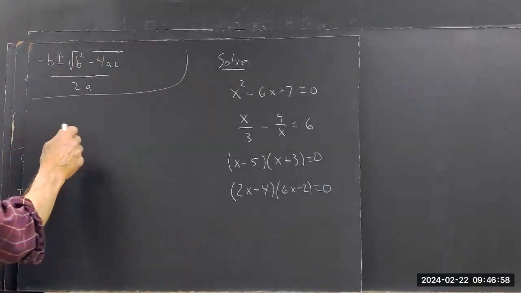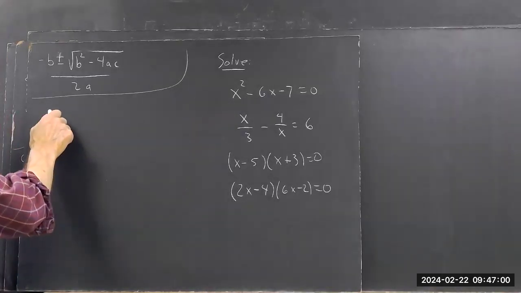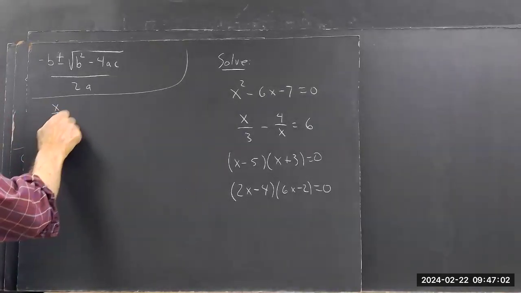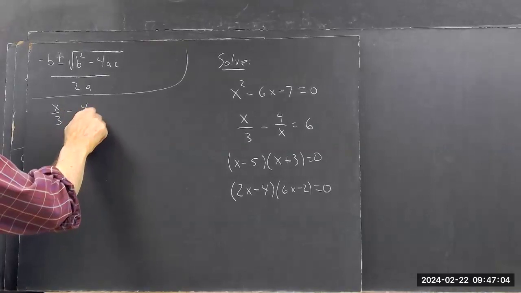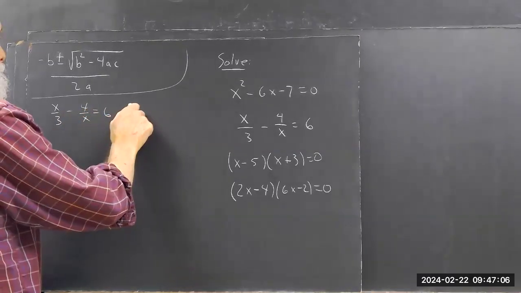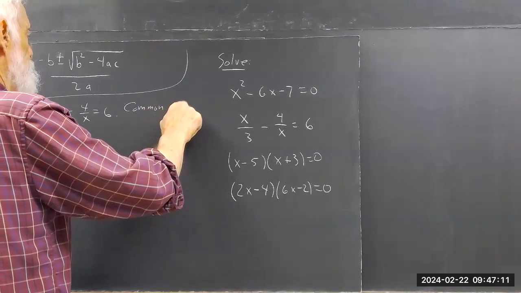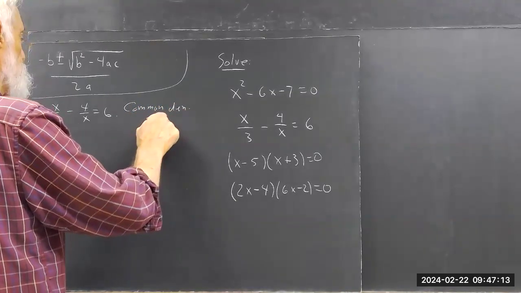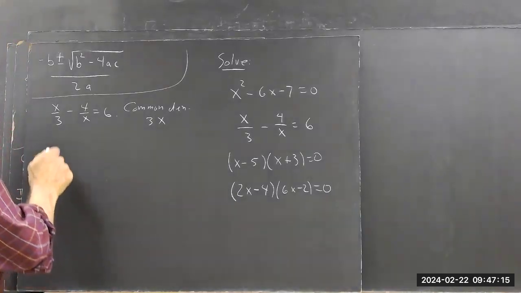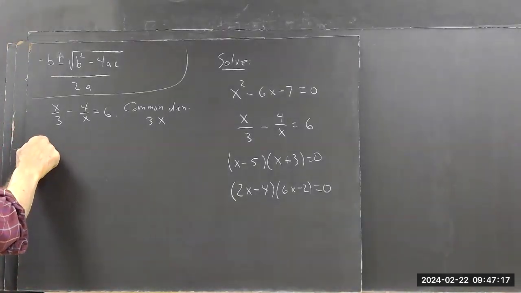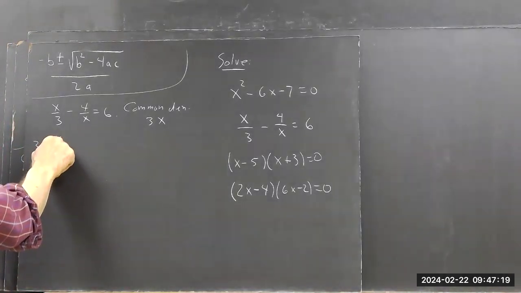So you keep doing that until you start writing it out correctly every time, and so that your problems check out every time. Okay, so we have then x over 3 minus 4 over x equals 6. Immediately, you find your common denominator, which is 3x. And you multiply both sides by a common denominator.